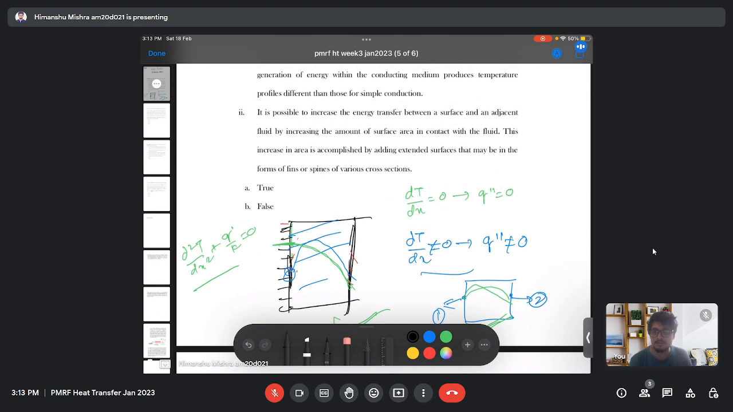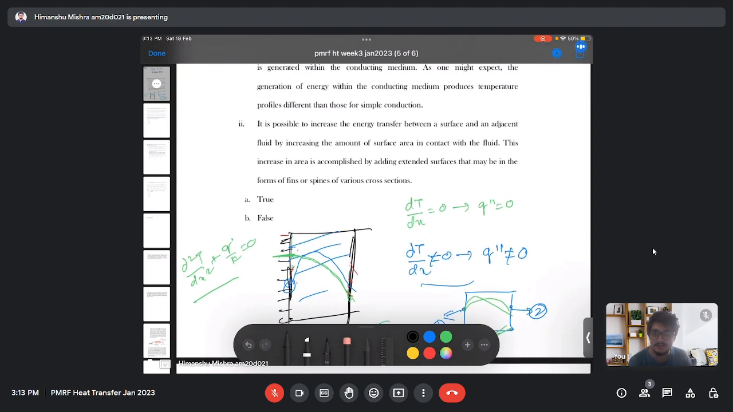Okay. So the next part of this question: it is possible to increase the energy transfer between a surface and an adjacent fluid by increasing the amount of surface area in contact. This increase in area is accomplished by adding extended surfaces that may be in the form of fins or spines of various cross sections. Is this statement true or false?